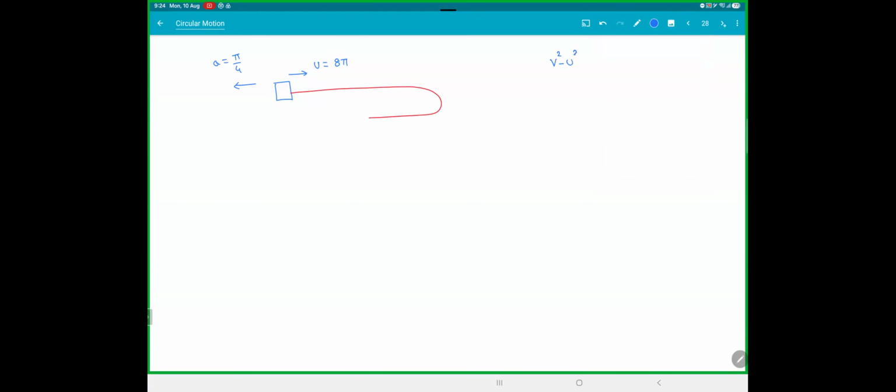So if I take v square minus u square is equal to 2as, this is the point where v is 0. Then 0 is equal to 8 pi whole square plus 2 into minus pi by 4 into s. So s will be 128 pi. Perfect. If I use the formula s is equal to ut plus half at square, remember this will give you displacement. It doesn't give you the distance traveled. So this would be 8 pi times 50 seconds, plus half into minus pi by 4 into 50 square.